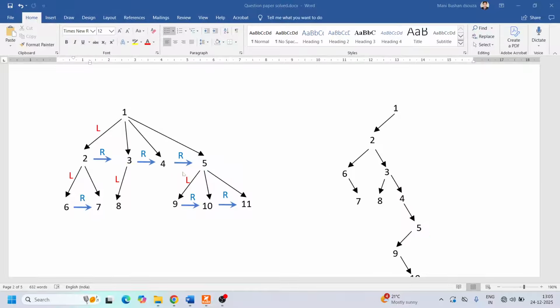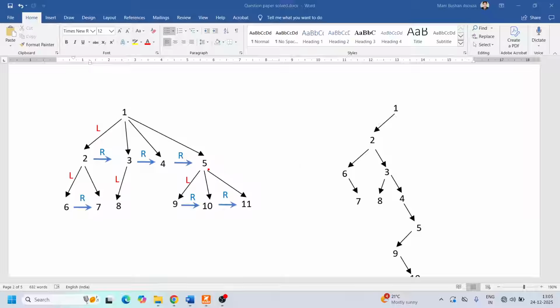Now start with the 3 here. 3 has a left child, and that child is 8. So you mark it as 8. Now coming to the 4 here, 4 does not have any children. So you just leave it as it is. There is nothing you can do about it.